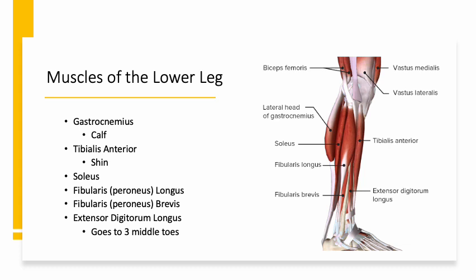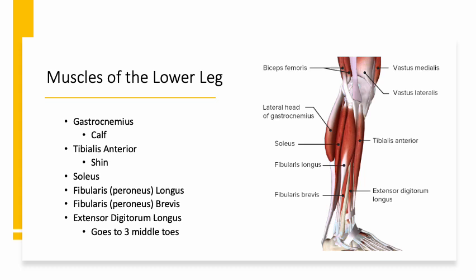Then you have the soleus. So this one goes down and connects down by the Achilles tendon as well. So it runs below the calf muscle, as in deeper, and it goes down and kind of merges to the Achilles tendon. So it's on the backside, lower.